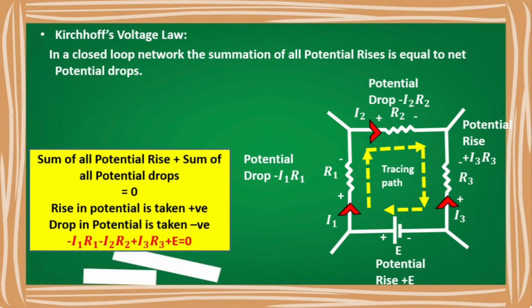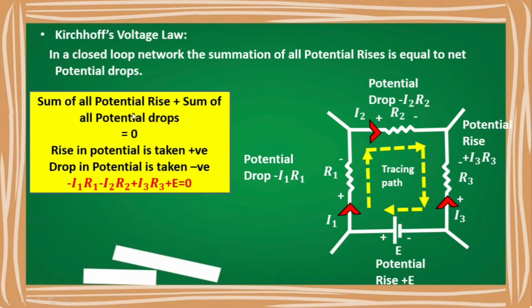So let us write the expression. Now sum of all potential rises plus sum of all potential drops is equal to 0. That is what we said. And potential rises are taken as positive and all the potential drops are taken as negative. So here you find what are the drops? This is drop: minus I1 R1 minus I2 R2 plus I3 R3 and plus E is equal to 0.